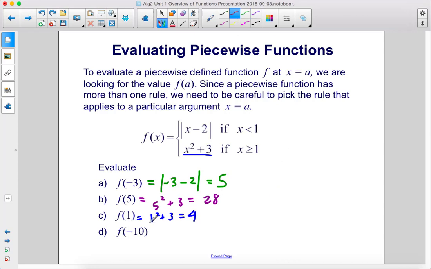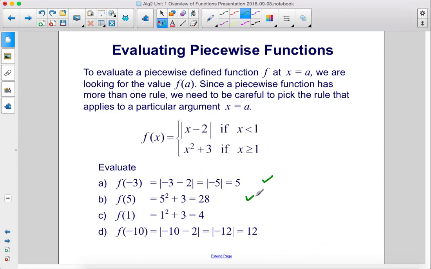Finally, f of -10, we're going with this rule since x is less than 1. So the absolute value of -10 minus 2 gives us 12. And here are all of our answers.